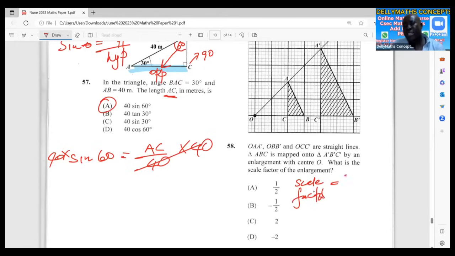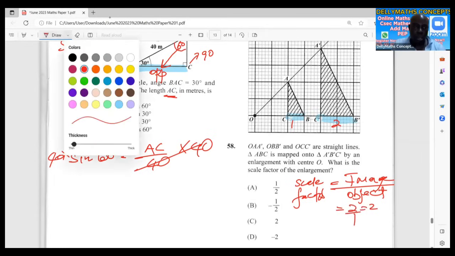is always an idea for the image divided by an idea for the object. Now, I'm going to be picking on a number of things. For example, I could pick B prime, C prime and compare it with BC. For example, this is 2 units long, this is 1. So one of my answers, I could look at it like this, 2 over 1, the scale factor is 2.